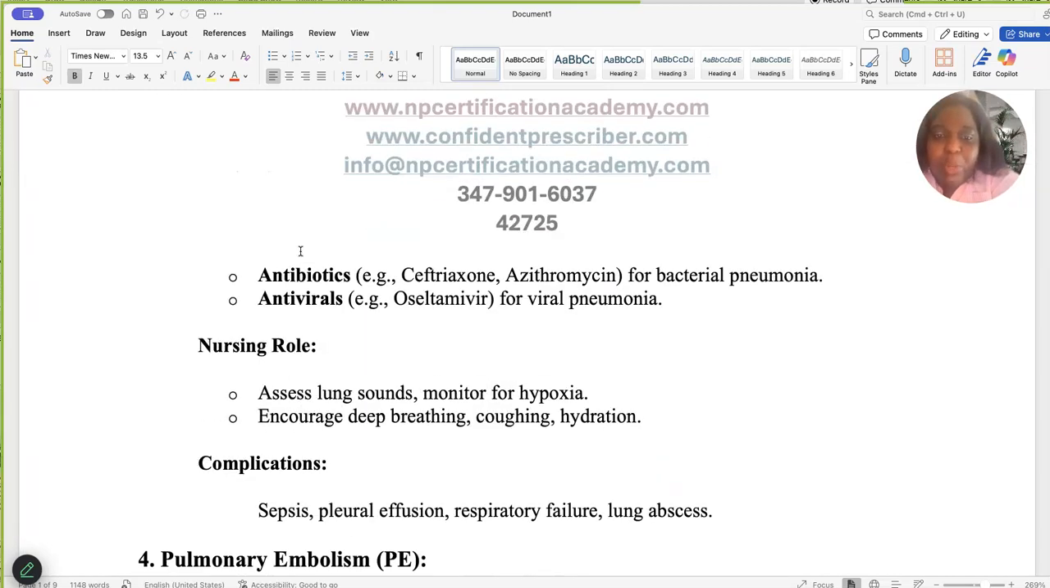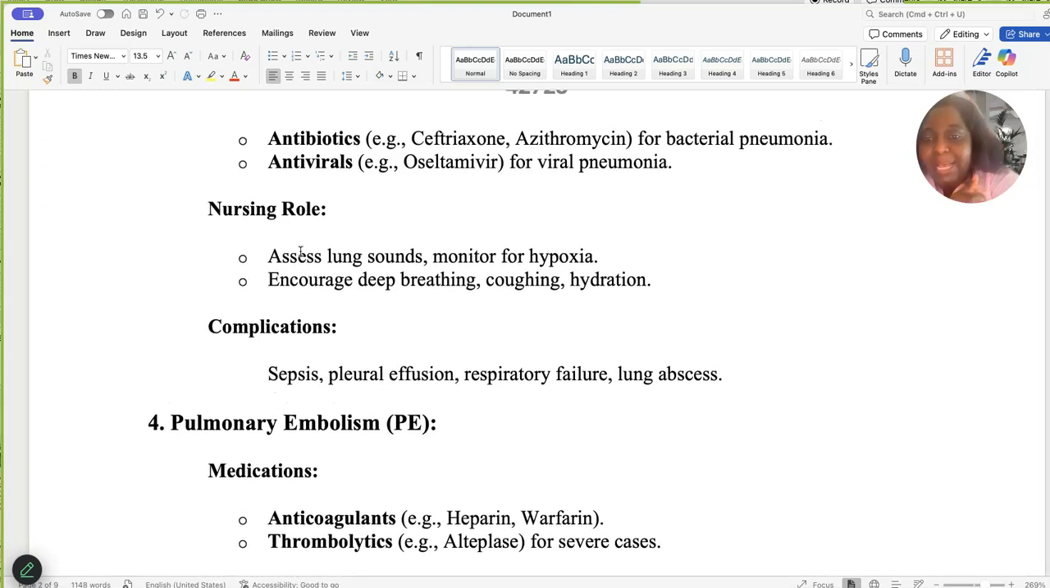What medications do we commonly use in treating pneumonia? Antibiotics like ceftriaxone, azithromycin for bacterial pneumonia. What about antivirals like oseltamivir for viral pneumonia? So the mistake we never want to make is giving an antibacterial when somebody has a viral infection, or giving an antiviral when somebody has a bacterial infection.